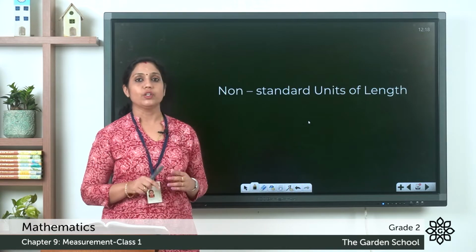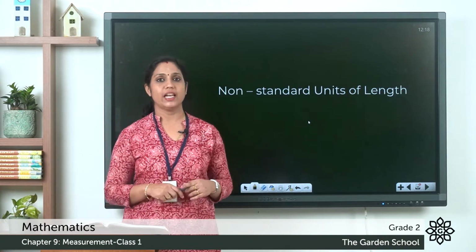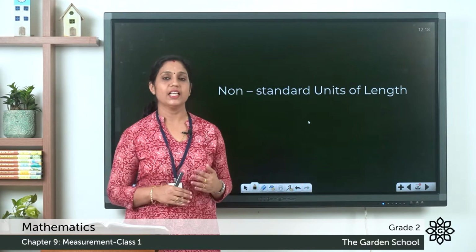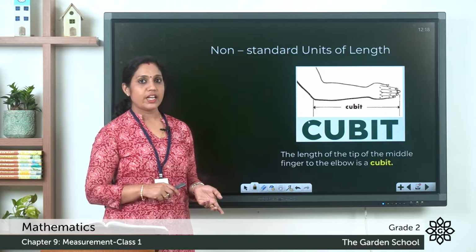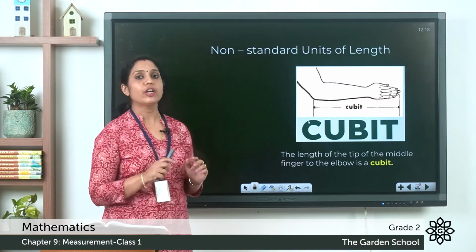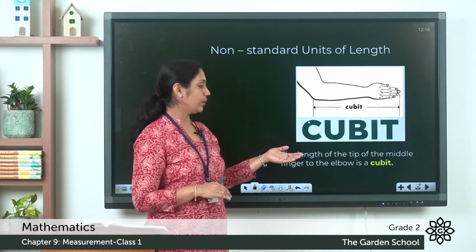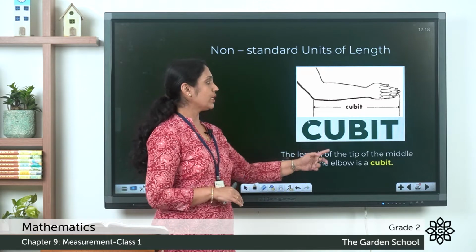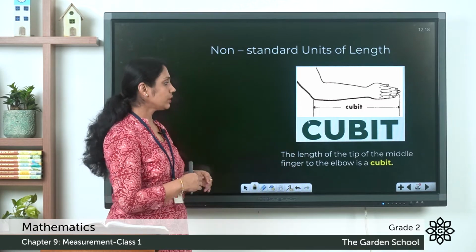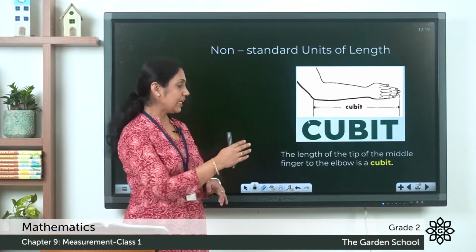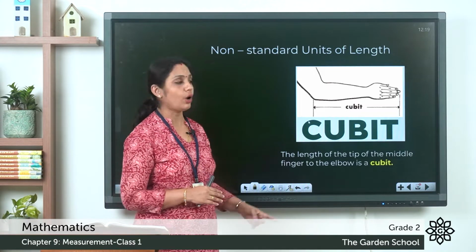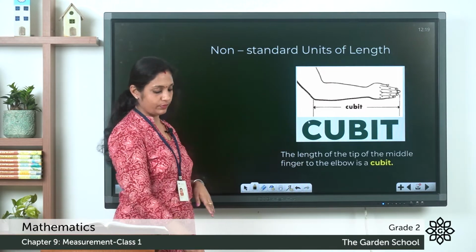Now let's learn about the non-standard units of length. How we can find out length. Let's start learning it. In the non-standard units of length, first we have cubit. So what is a cubit? The length of the tip of the middle finger to the elbow is a cubit. So the tip of the middle finger till the elbow, that measurement is called the cubit.